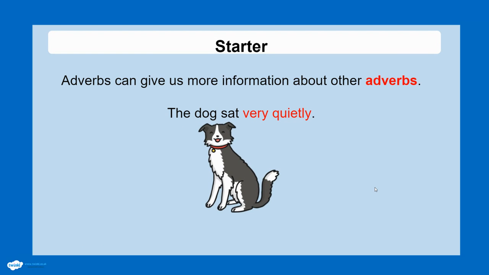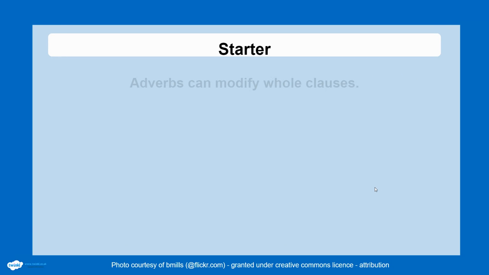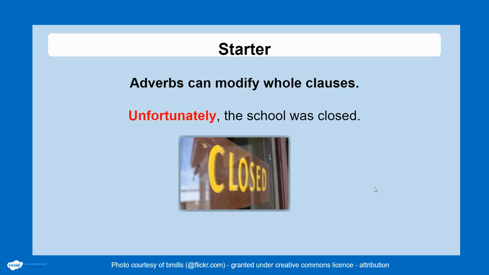We know that adverbs can also give us more information about other adverbs. For example, the dog sat very quietly. Can you use very to modify other adverbs, making sure that you think about your year 6 level vocabulary? Can you write a minimum of 6 sentences? Good luck.